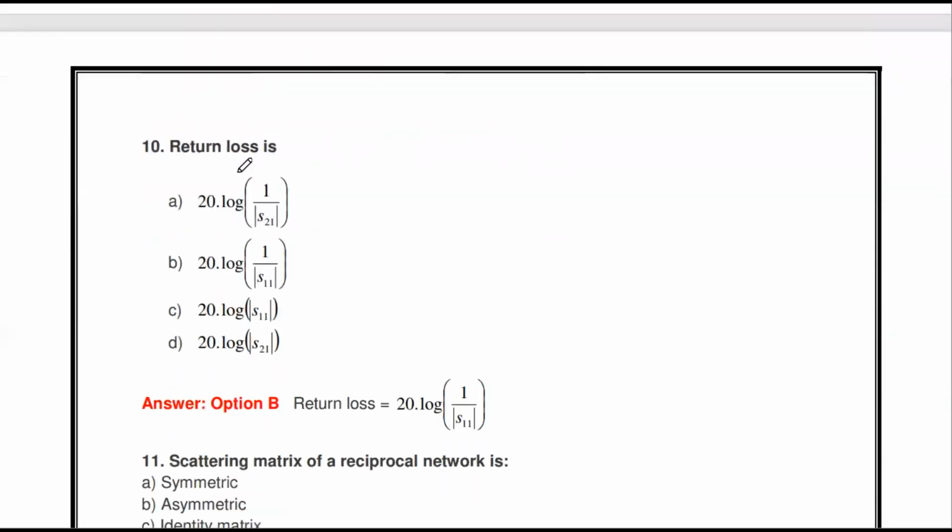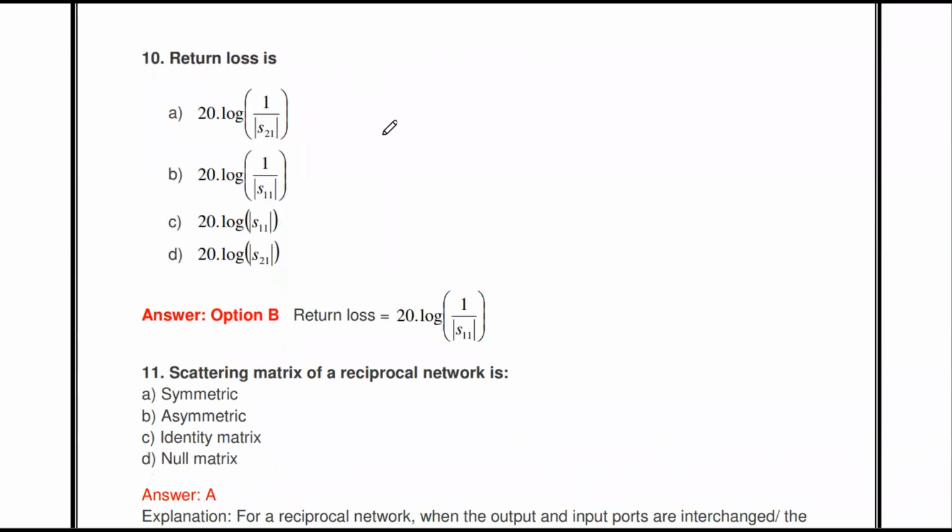Then the return loss: what is the formula for the return loss? In terms of S parameter, the choices are 20 log of 1 divided by S21, 20 log of 1 divided by S11, 20 log of S11, 20 log of S21. The return loss in terms of the S parameter is 20 log of 1 divided by S11. So with the scattering parameter S11, this is the formula.